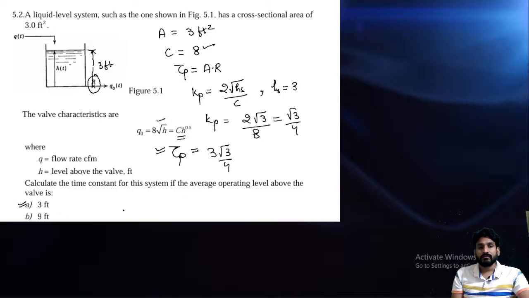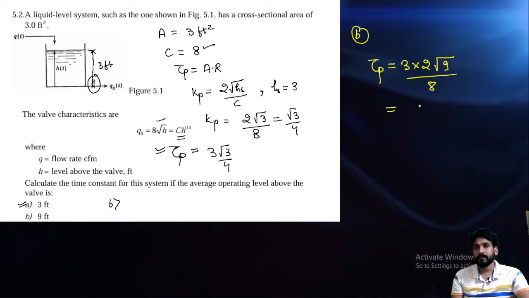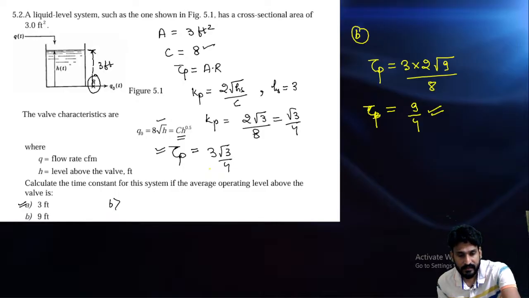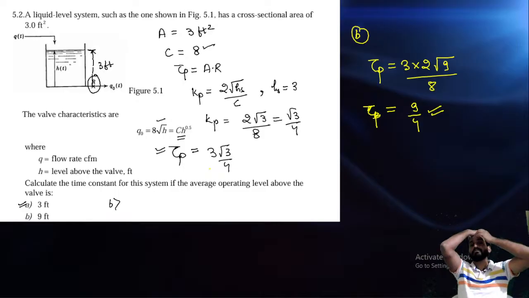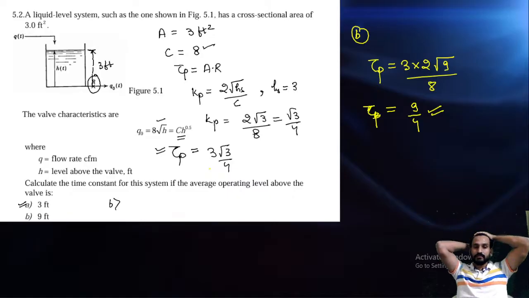For option B, for the 9 feet, my tau p is equal to area into R. R is 2√Hs, where Hs is 9, divided by C, which is the same. So it is 3 times 3, that is 9 by 4. Yes or no? Clear with this or not? Please tell me.